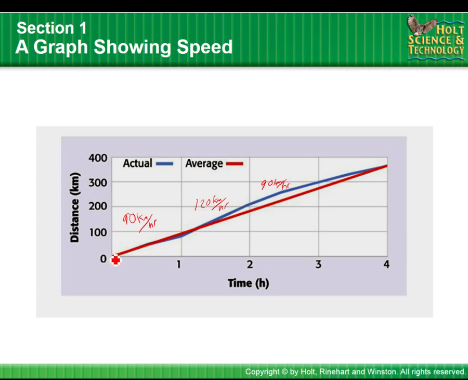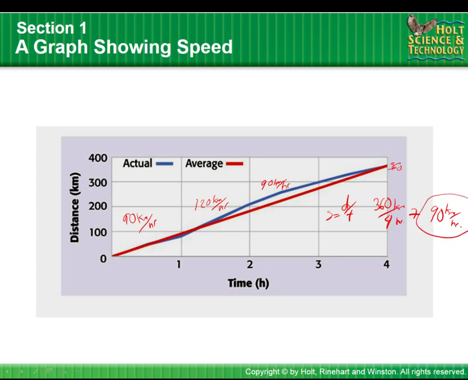It went zero distance all the way to about 360 up here, in 4 hours. So speed equals distance divided by time. So we have 360 divided by 4 hours. So this was kilometers, this was hours, which gives you 90 kilometers per hour for an average.